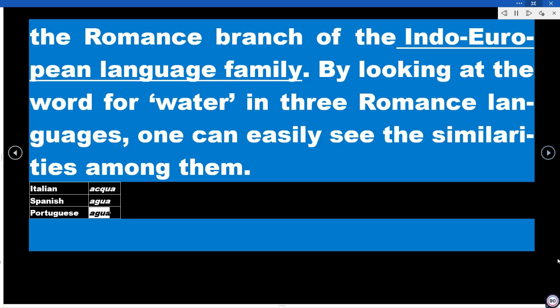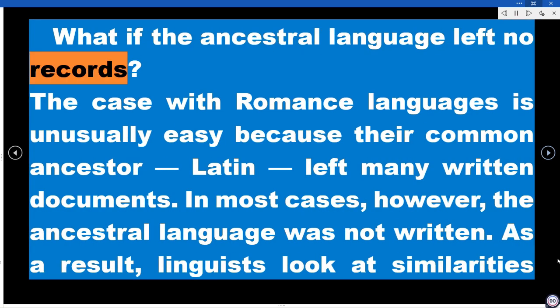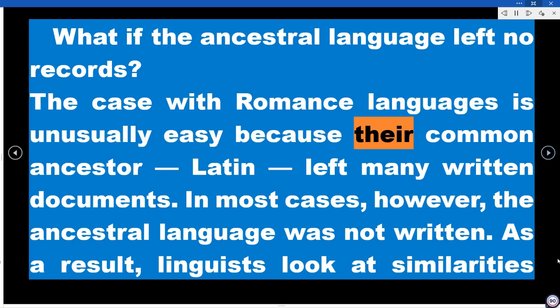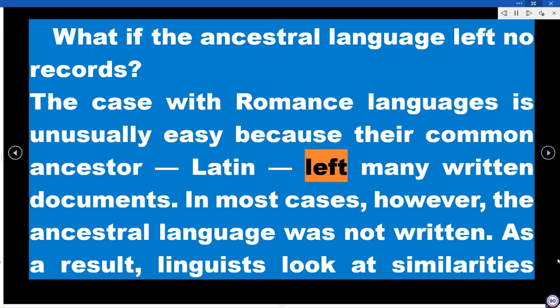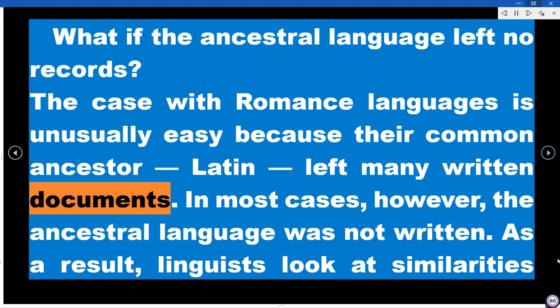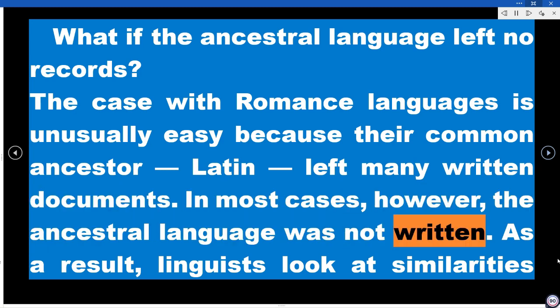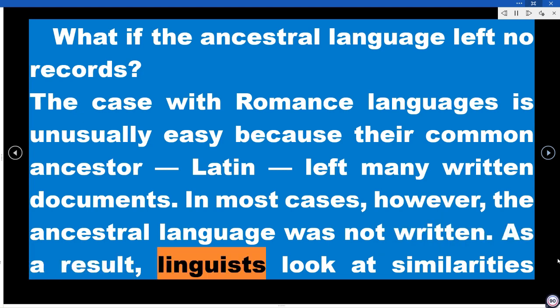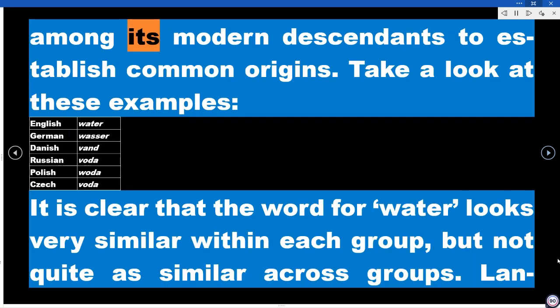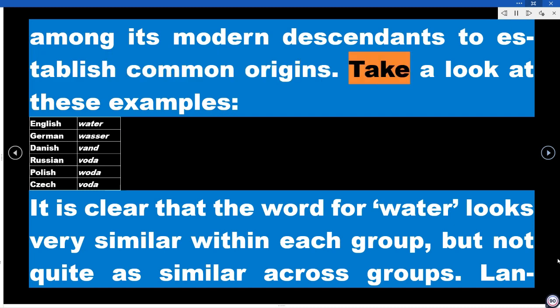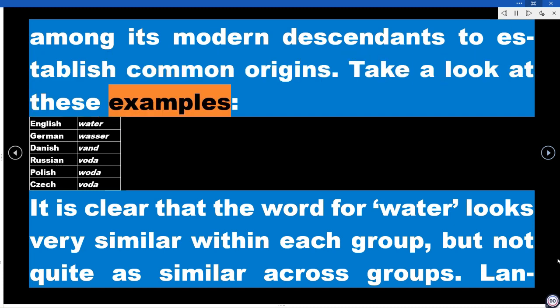What if the ancestral language left no records? The case with Romance languages is unusually easy because their common ancestor, Latin, left many written documents. In most cases, however, the ancestral language was not written. As a result, linguists look at similarities among its modern descendants to establish common origins. Take a look at these examples.